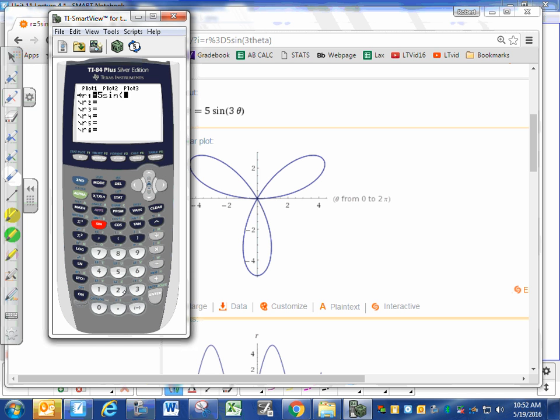Five sine 3 theta graph. Zoom. Standard. Notice it's going over the graph again. Makes it a little thicker because of the step. Anyway, zoom standard. There's my 1, 2, 3 petals. Here's it tracing over it again, showing you that you can have an infinite amount of locations.